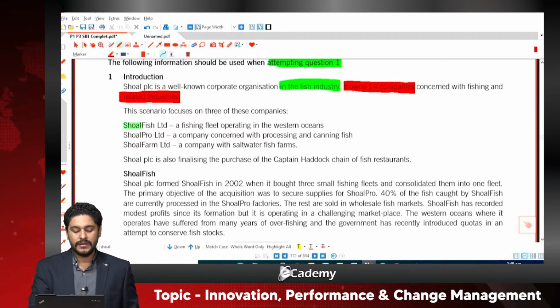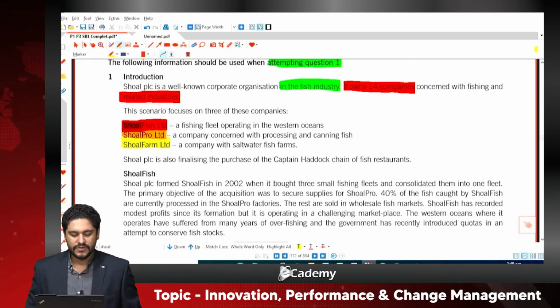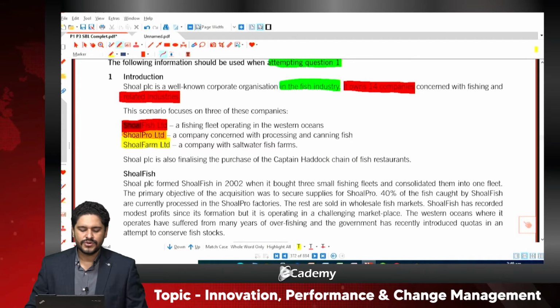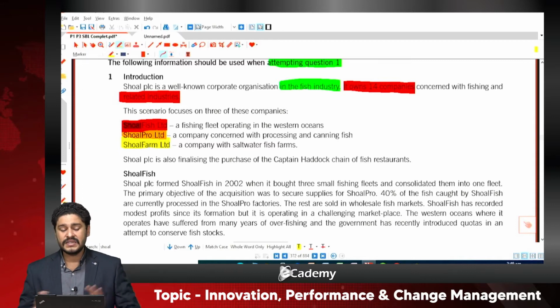So the first thing is Shoal Fish Limited, then we have Shoal Pro Limited, and last but not least we have Shoal Farm Limited. So we have 3 different companies: Shoal Fish Limited, Shoal Pro Limited and Shoal Farm Limited. As the name suggests, they might have some fish farms as well.